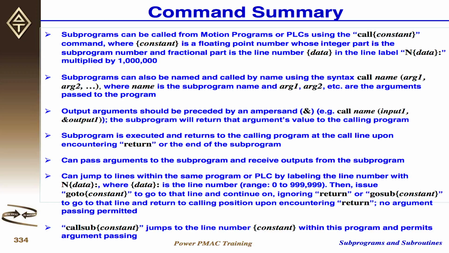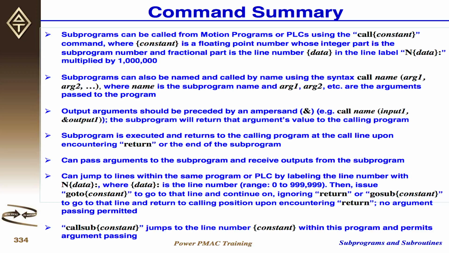Subprograms are executed and return to the calling program at the call line upon encountering the return or at the end of the subprogram. So you can call subprogram 100 line number 1, and then you can write a return and go back to the calling program. Or if you don't have the return, then it will execute all the way to the end of that subprogram. You can pass arguments to the subprogram and receive outputs from the subprogram.